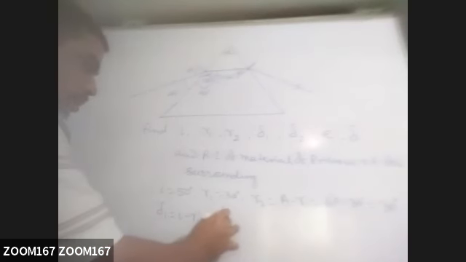Now what is delta 1? I minus R1. That is 50 minus 30. 20 degree. Now what is delta 2?